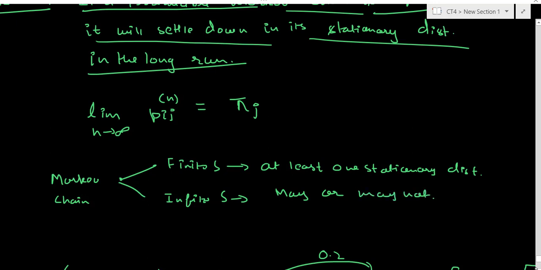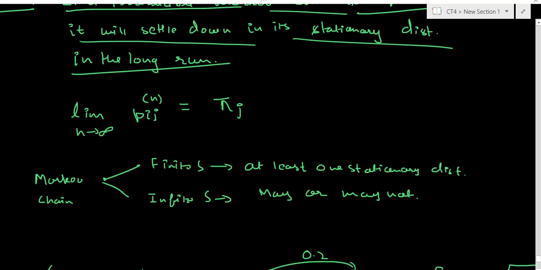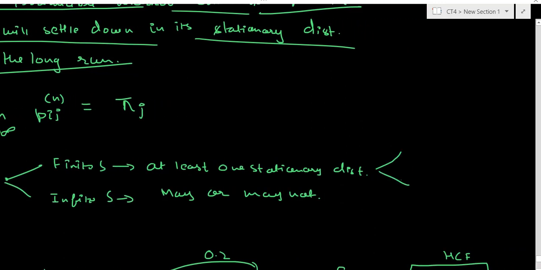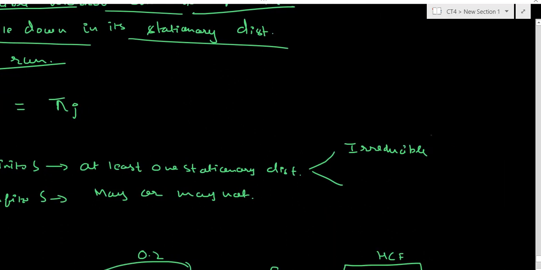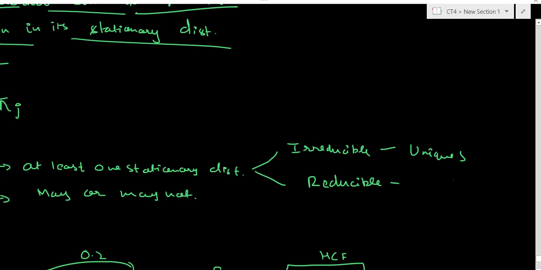Okay, now if this Markov chain, which has at least one stationary distribution, is also irreducible, then that stationary distribution is unique. So that means it has a unique stationary distribution, and if it is reducible into different Markov chains, then there will be multiple stationary distributions. So I can write it as unique stationary distribution, and this will have multiple stationary distributions.